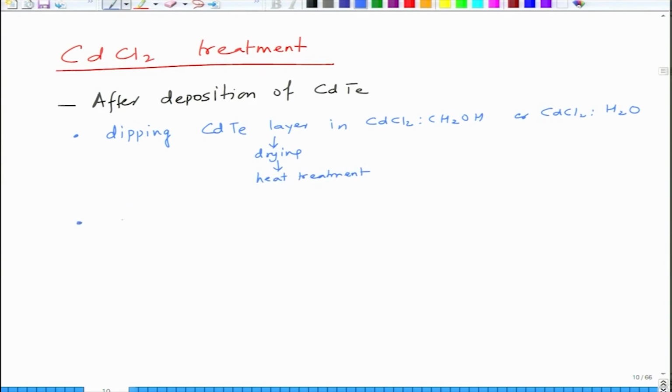It can also be done, so you can also expose the CdTe film to CdCl2 vapors.